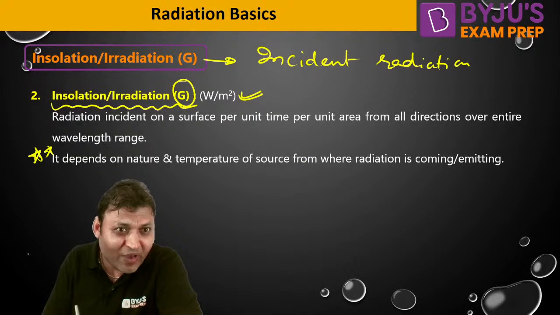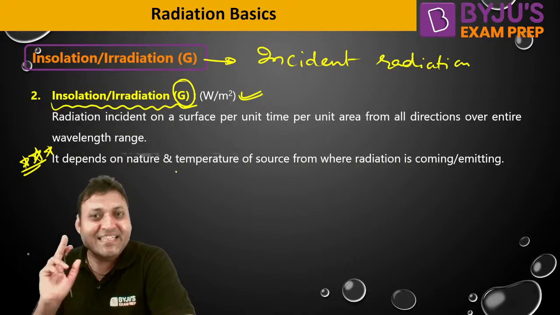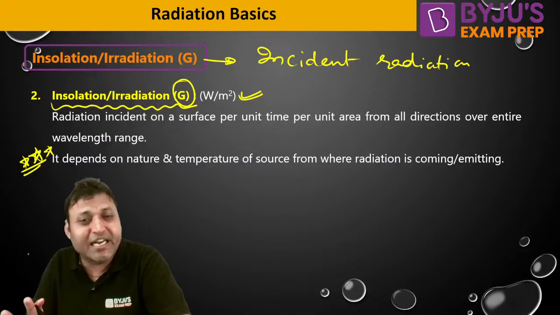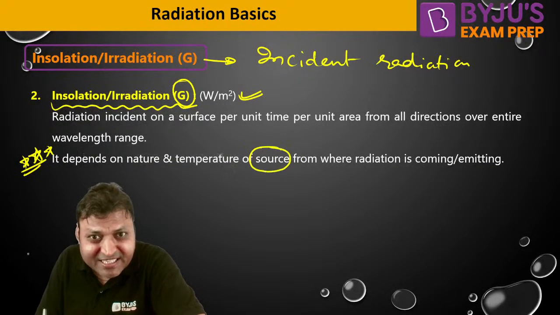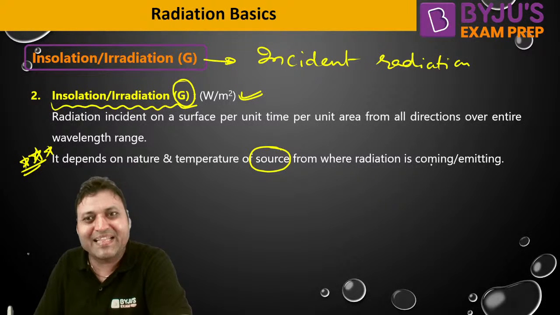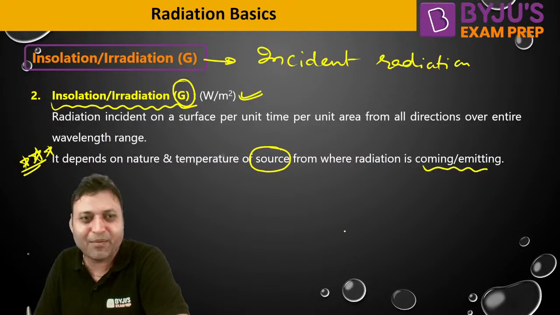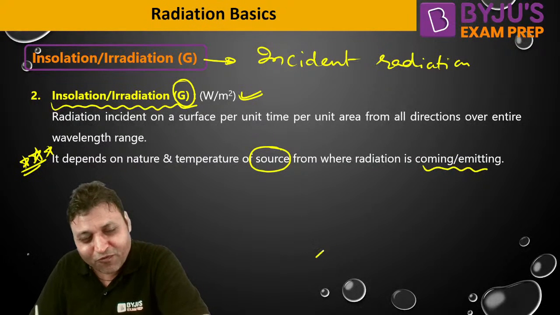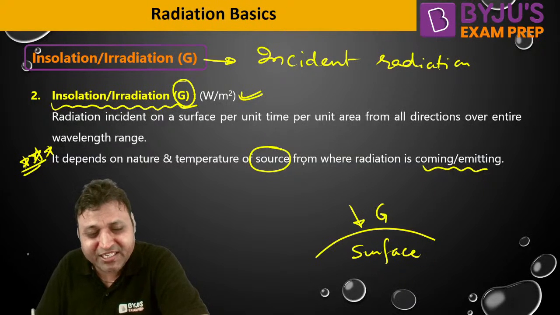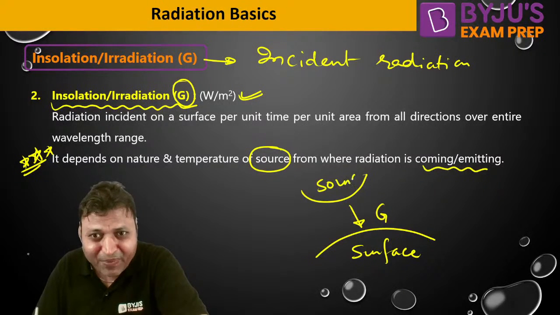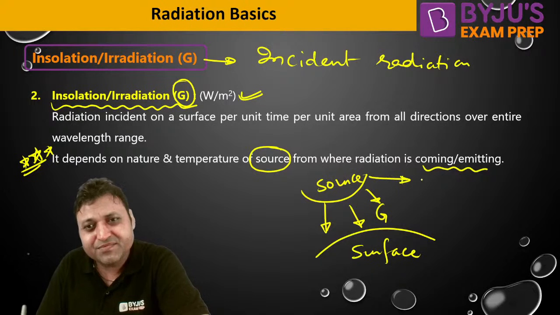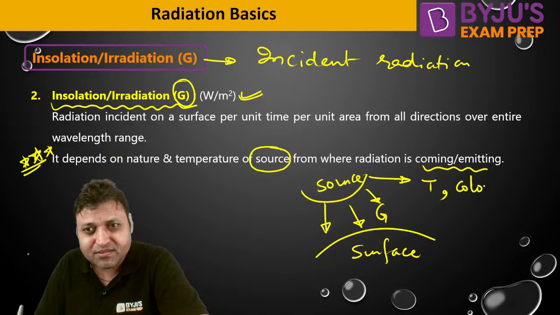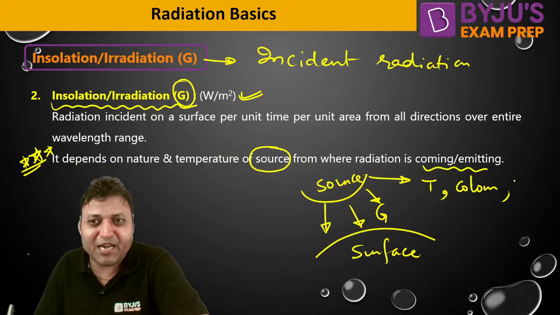Now, it is very, very important for you to understand that the irradiation or insolation does not depend on the surface. It depends on the surface condition of the source from where the radiation is emitted or the radiation is coming. If we want to find out the insolation for this surface, this is the source. Insolation depends on the temperature, surface condition, color, roughness and material of the source.